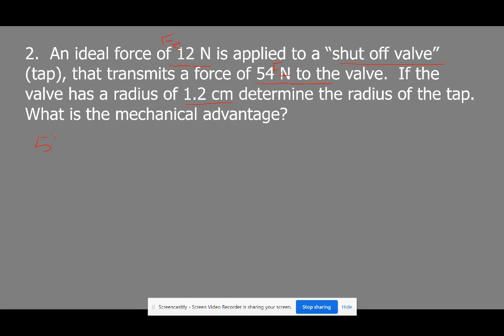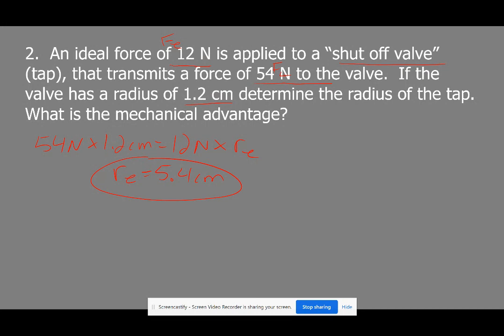So we just go 54 newtons times the load radius, which is 1.2 centimeters, is equal to 12 newtons of effort force times the effort radius. Just got to go 54 times 1.2 divided by 12, and it's equal to 5.4 centimeters. That's all there is to that.